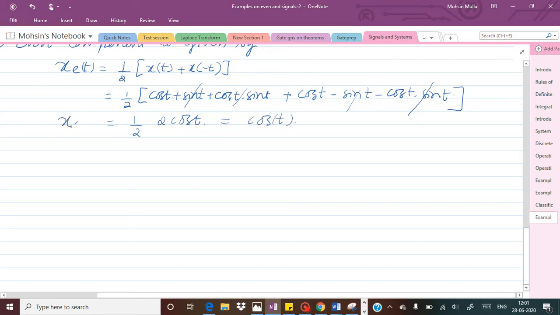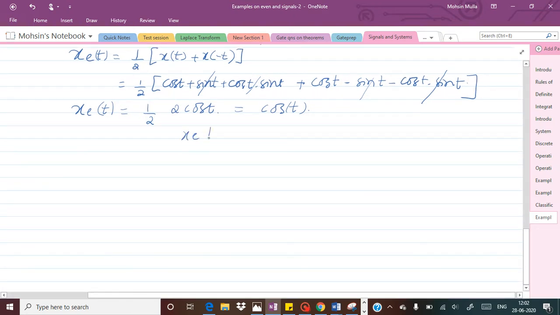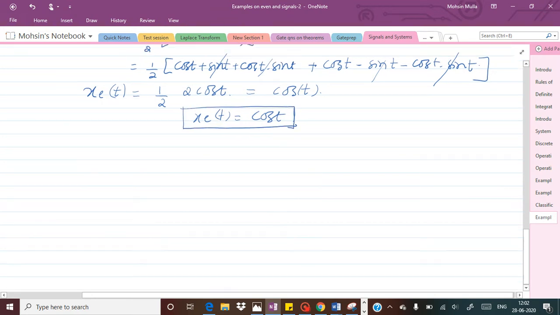So therefore what we get is cos t. In terms of sinusoidal functions, cos t is the even part or even component. Naturally cos is an even signal, so therefore you get the even signal x e of t equal to cos t.